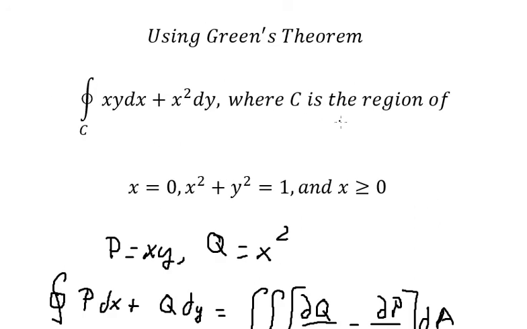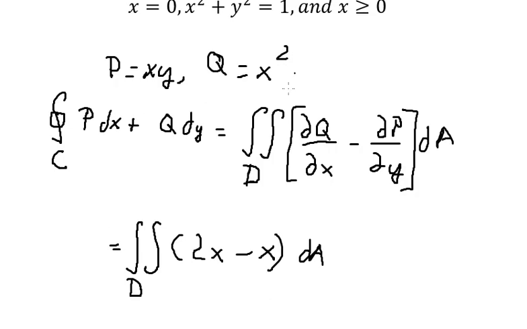The next one, we have the region of x equal to number 0, x squared plus y squared equals number 1, and x is greater than or equal to number 0. So 2x minus x, we have only x.